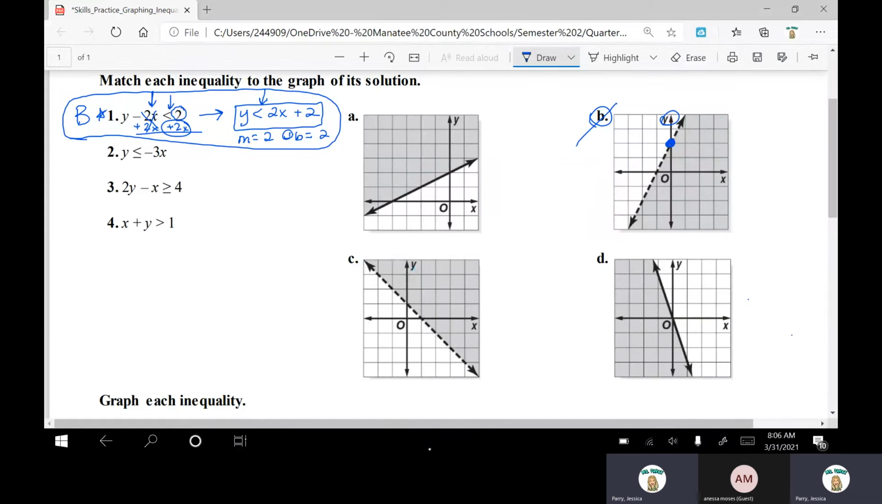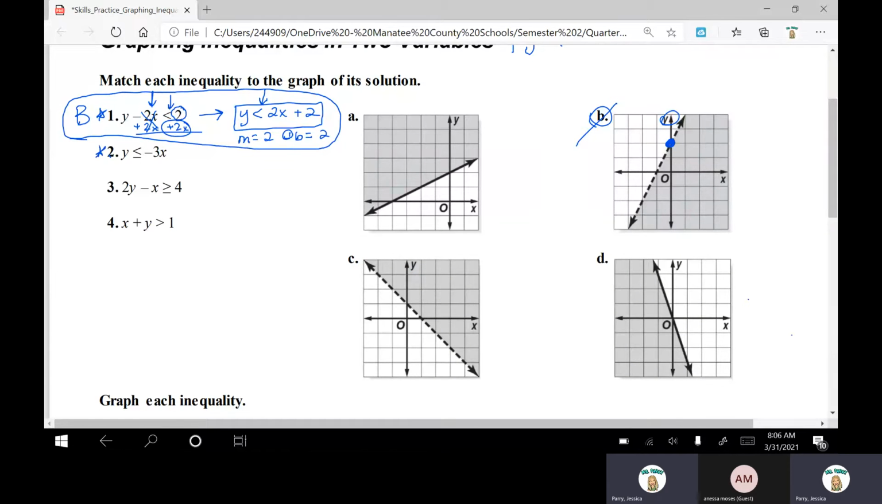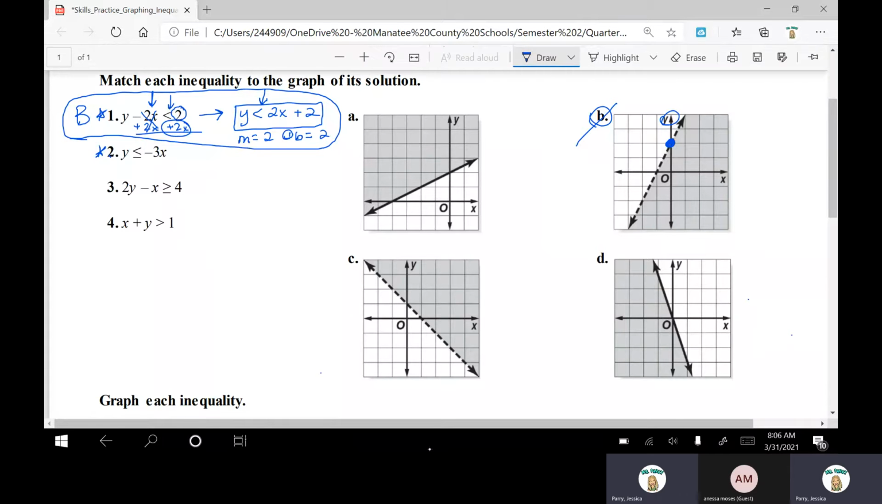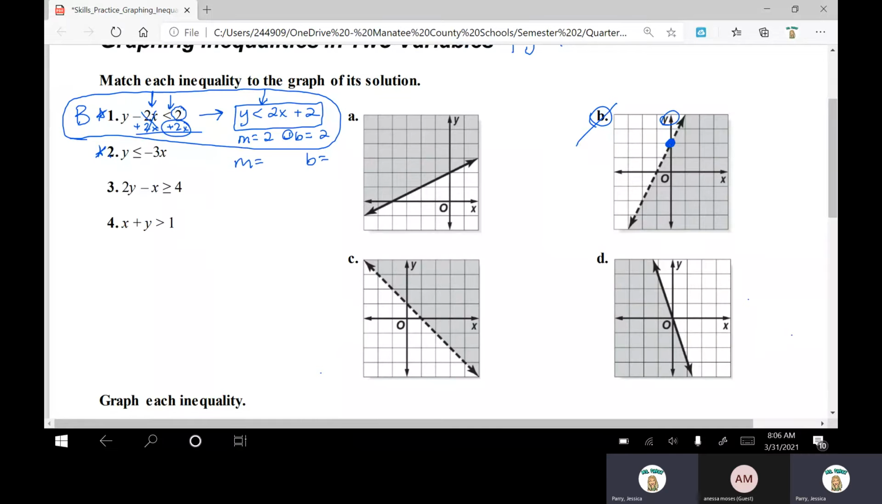Let's look at number 2, because this is kind of another weird one here. Number 2 says y is less than or equal to negative 3x. Okay, so this one's already in slope-intercept form, and I know it looks a little funny compared to what we're used to seeing. So let's go ahead and write m equals, b equals for number 2.